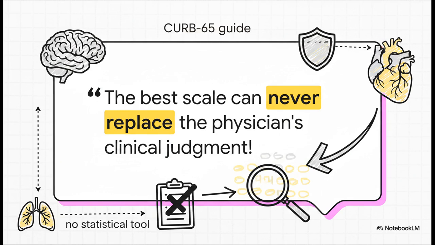You know, the absolute most crucial takeaway from all of this is summed up perfectly by this golden rule. No statistical tool, no matter how refined or historically proven, can ever replace your own sharp clinical judgment and intuition on the ward. CURB-65 is an absolutely phenomenal guide, but it's just that. It's a guide. You always treat the whole patient, not just a number on a chart.